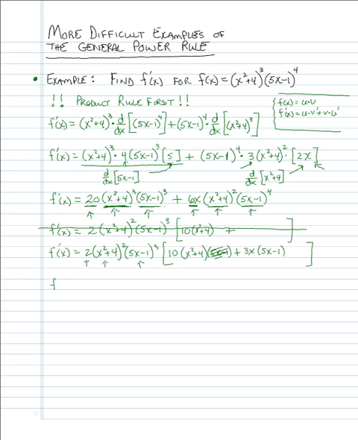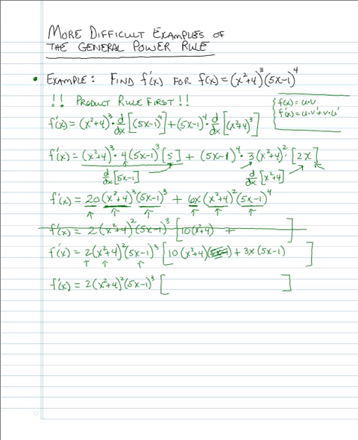Okay, now, when I'm cleaning this up, and I've made a big mess out of it to try to explain what I'm doing, I have the 2 and the (x squared plus 4) to the power 2 and the (5x minus 1) to the power 3. And inside these brackets, I'm going to try to clean that up.